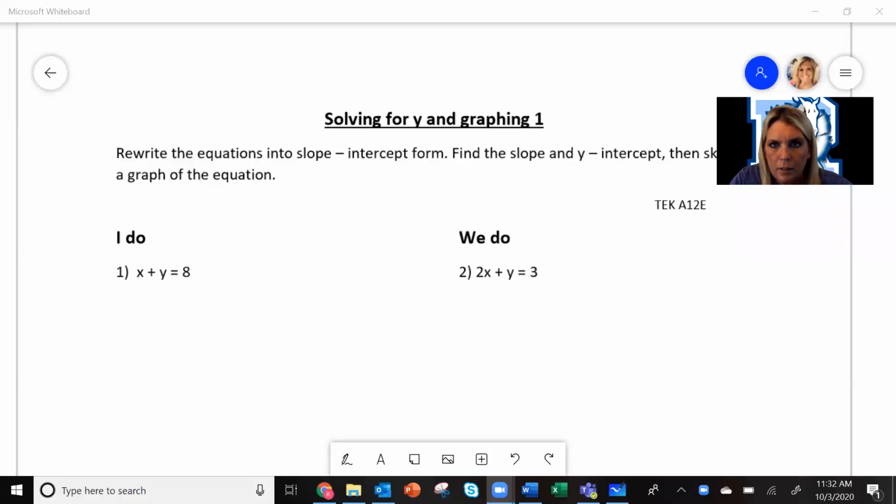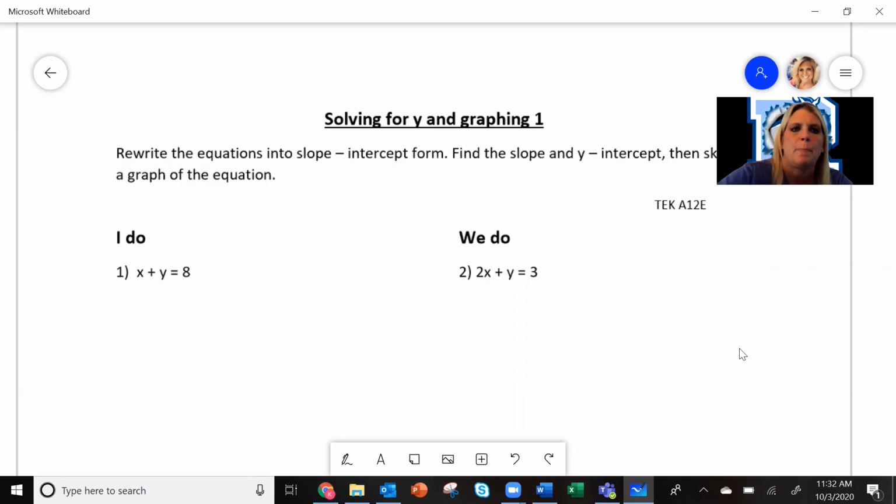Hi, everyone. This lesson we are going to be working on, let me share my screen. There we go. We're going to be solving for y and graphing. We're going to take these equations that are written in standard form, move them into slope-intercept form, find the slope and the y-intercept, and sketch our graph.